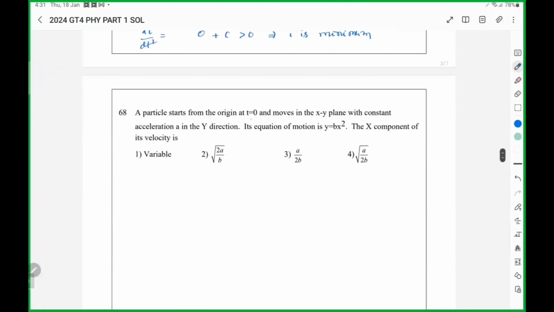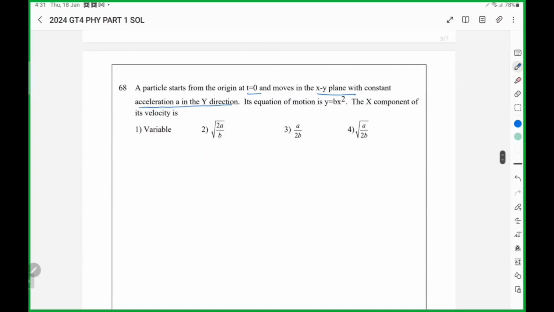A particle starts from the origin and moves in the xy plane with a constant acceleration in the y direction. So y is given, dy by dt is 2x dx by dt. So for the velocity in the y direction, we are told the acceleration in the y direction is constant.